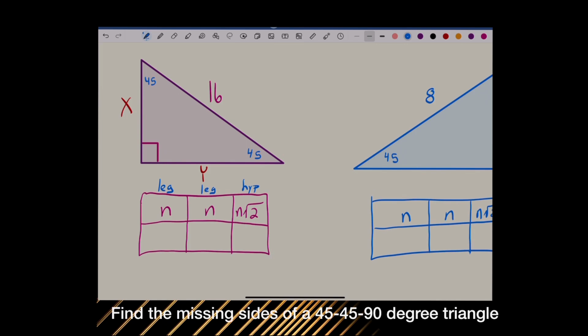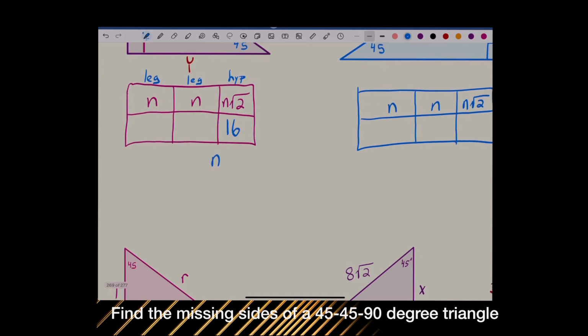I know the length of the hypotenuse. The hypotenuse is 16. So I'm going to put my 16 there. That doesn't mean my n value is 16. It means when I multiply my n value by the square root of 2, I get 16. So I have to figure out what that n value is. So now what we can do is we can write the equation. N times the square root of 2. This value has to equal 16. So now I have an equation, n times the square root of 2 equals 16.